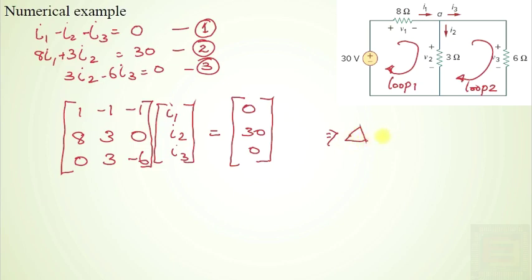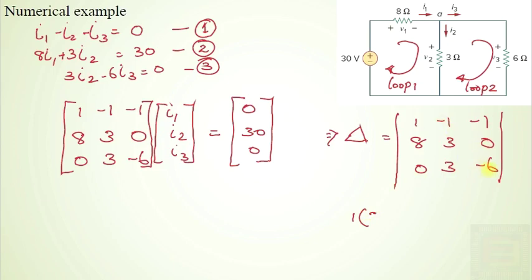Determinant delta is the determinant of this coefficient matrix: 1, minus 1, minus 1, 8, 3, 0, 0, 3, minus 6. So if you find the determinant of this using the expansion, it will be 1 into 3 into minus 6.